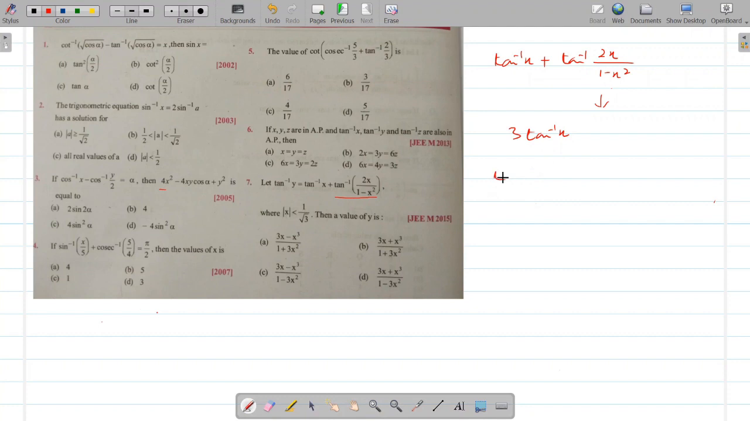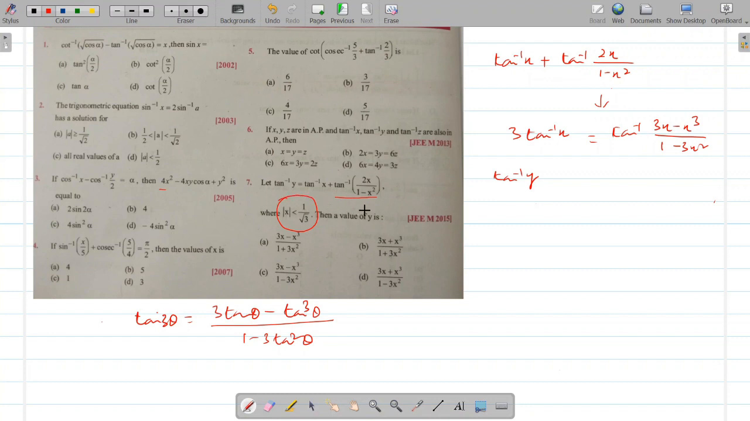So 3 tan inverse of x, we can write tan inverse of y. Just use the formula of tan theta, and from there you can conclude the value of 3 tan inverse of x, which is 3 tan theta minus tan cube theta upon 1 minus 3 tan square theta. So 3 tan inverse x can be written as tan inverse of 3x minus x cube upon 1 minus 3x square. Now you see that mod x's value is given less than 1 by root 3. So x is between minus 1 by root 3 to plus 1 by root 3.